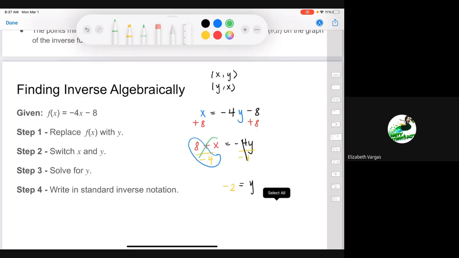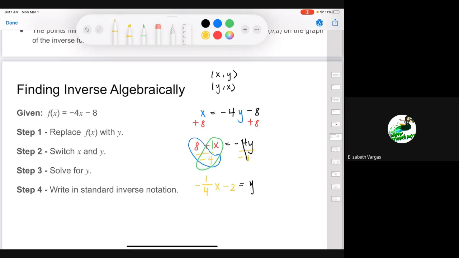Now I want to see, can I divide these two together? I cannot divide. Remember, this has an imaginary 1. I cannot divide negative 4 by 1, and so all I have to do is drop it down. And there I get my inverse function.